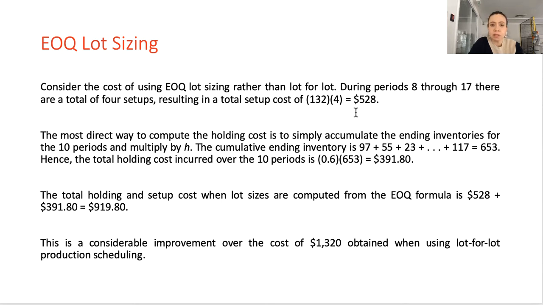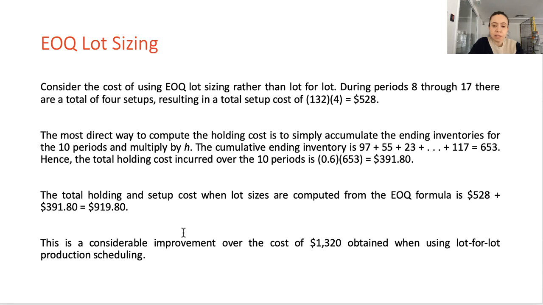And for the holding cost, we sum all the ending inventories, and we multiply this number with the unit holding cost weekly and obtain $391.8 for the inventory holding cost. We sum the setup cost with the inventory holding cost, and the total cost of the system is $919.8. Let's check what would happen if, instead of using EOQ lot sizing, we use lot for lot.